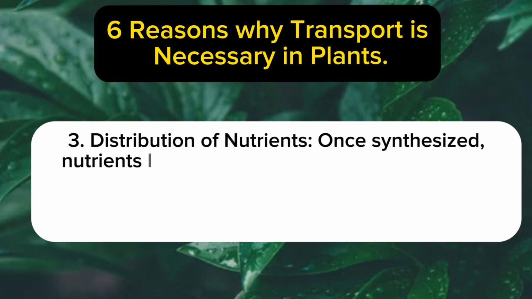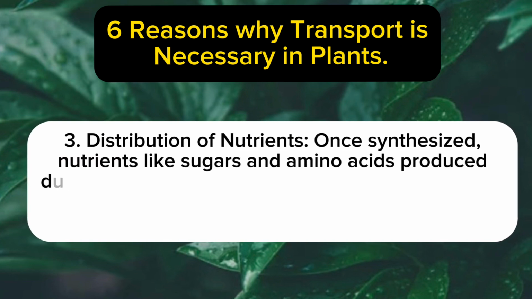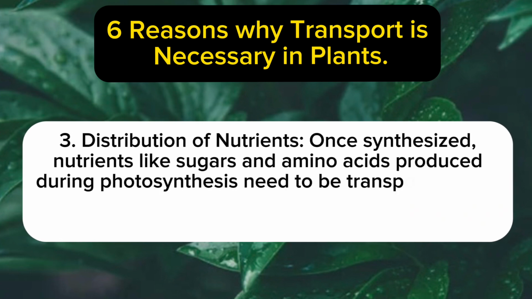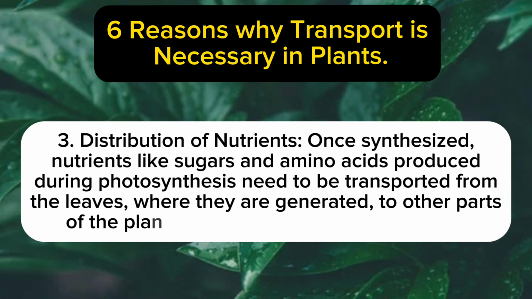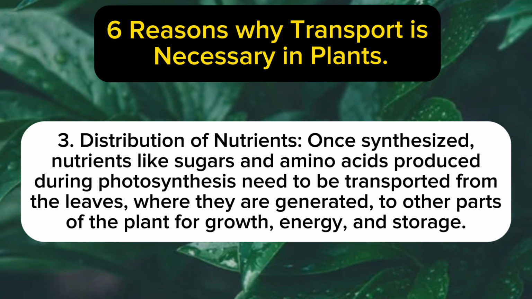The third reason is distribution of nutrients. Once synthesized, nutrients like sugars and amino acids produced during photosynthesis need to be transported from the leaves, where they are generated, to other parts of the plant for growth, energy, and storage. So that is the third reason why transport is necessary in plants.